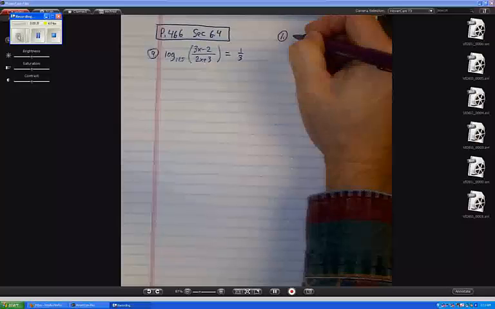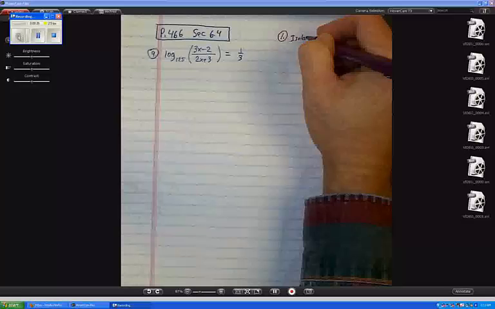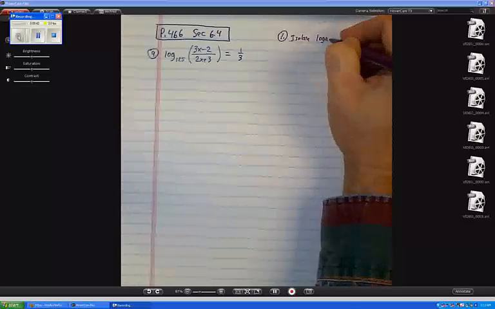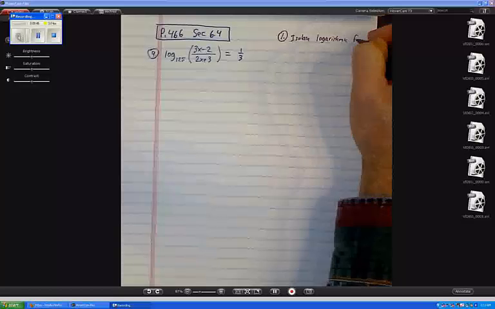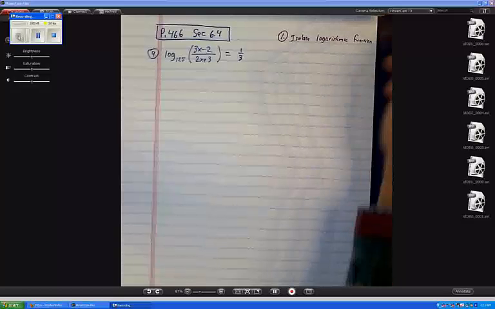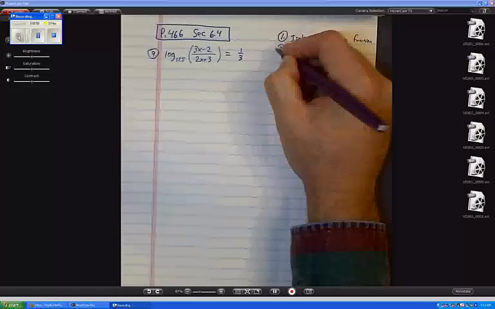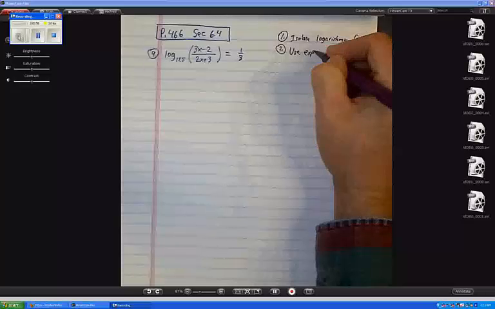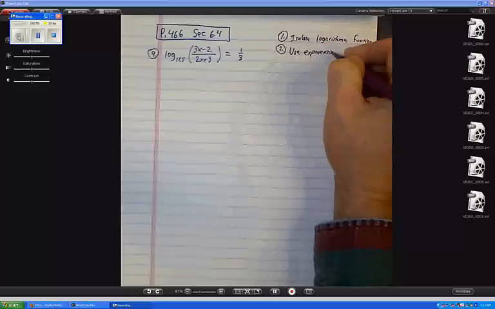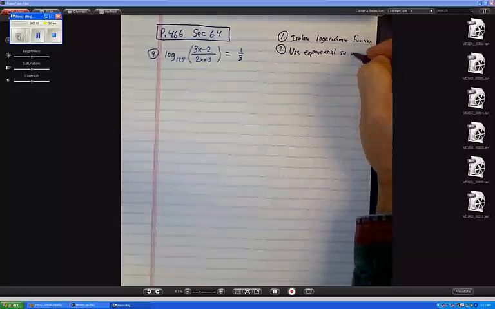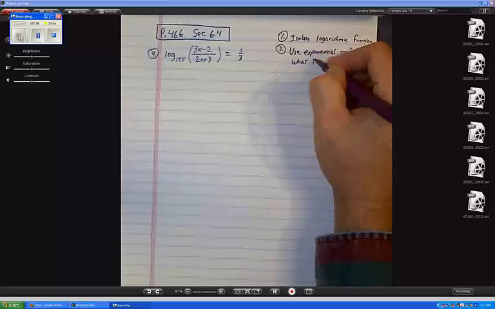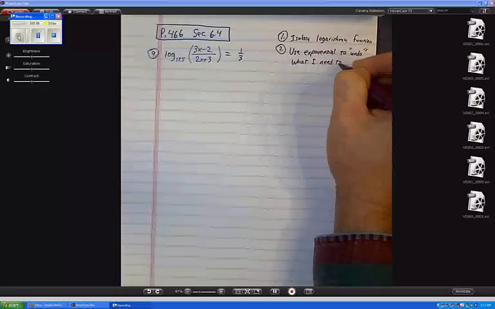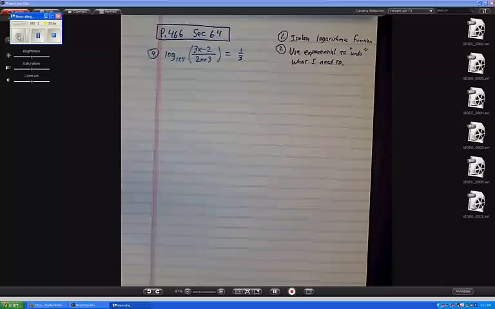Step 1 is going to be to isolate the logarithmic function. Yesterday we isolated an exponential function. And step 2 is I use an exponential to undo what I need to. Maybe that's vague, but maybe it'll help. I don't know. We'll see. That's how I think of these things, is I'm just undoing something when I do an inverse function.